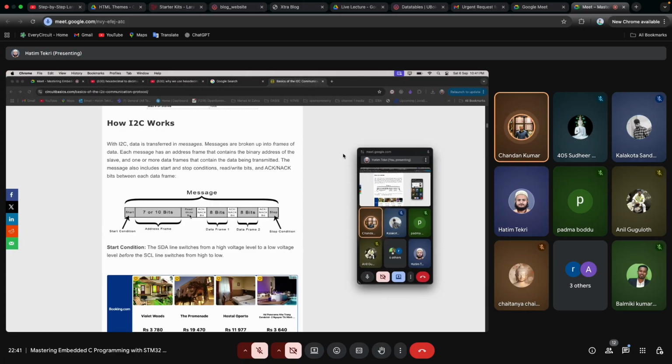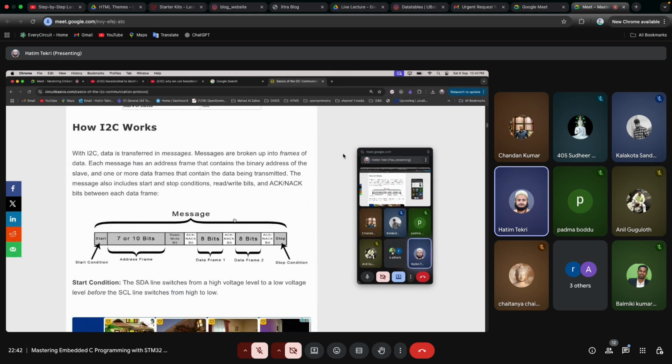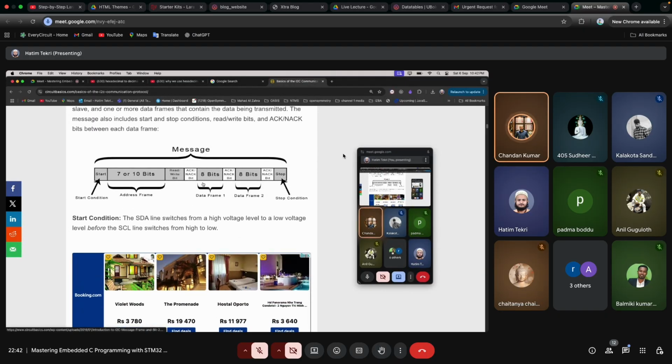Everyone can see the screen presented by Hatim here. So it's a start condition, then the slave address. Then the third one is the read/write bit. The fourth one is the first acknowledgement or not acknowledgement bit. This fourth acknowledgement or not acknowledgement bit will get set or not set when it receives the complete data. And the second acknowledgement or non-acknowledgement bit will get sent after receiving each byte of data.